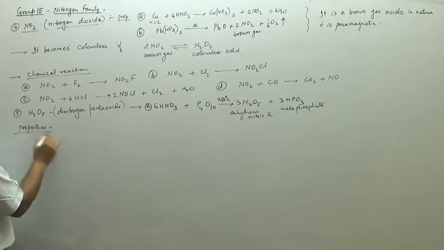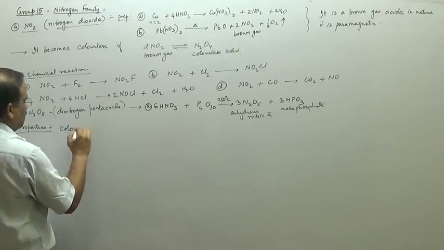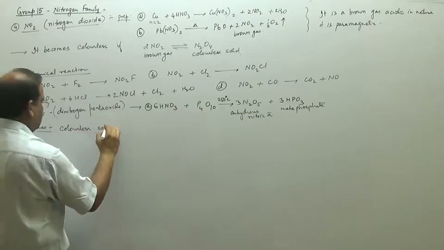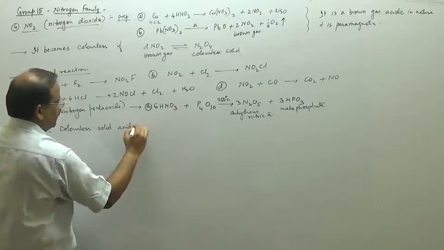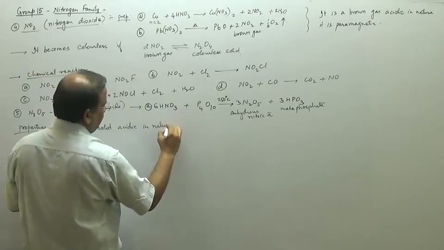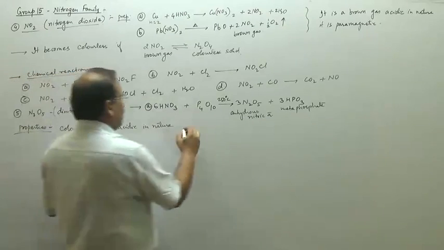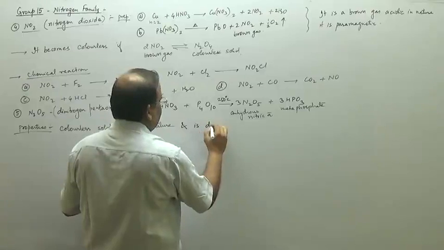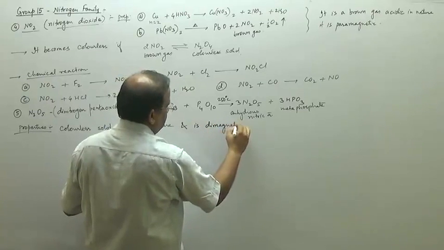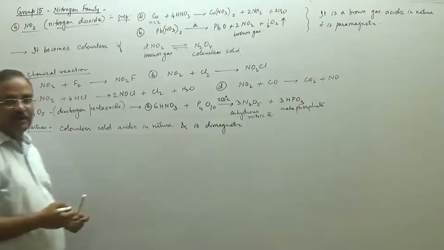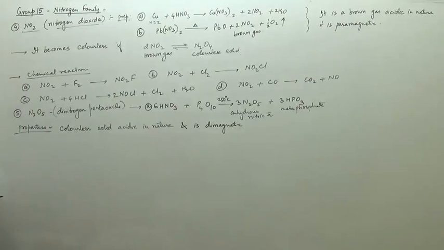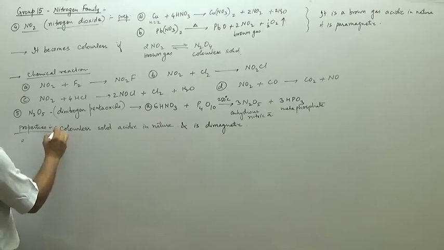Obviously it is a colorless solid, acidic in nature. It is diamagnetic, no doubt, diamagnetic in nature. So that is how we can write about the compound. Then for N2O5, we write the chemical properties.